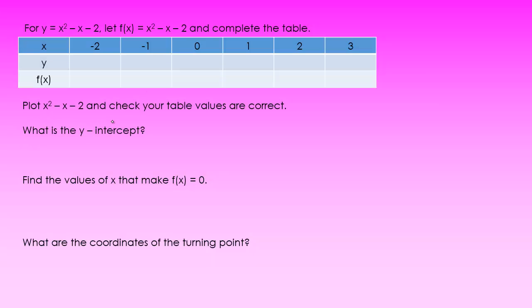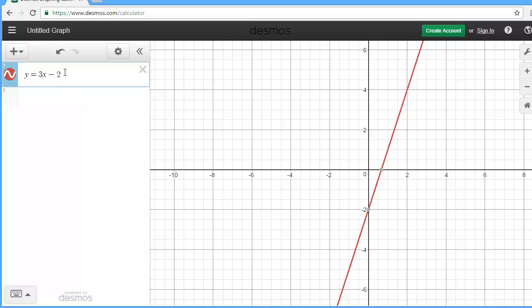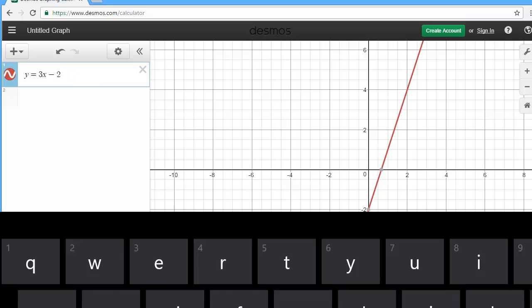We now want to plot this and check that our table values are correct. And then we want the y-intercept, the values of x that make f of x 0, and the coordinates of the turning point. So let's use Desmos to plot. So we need to just change this one.